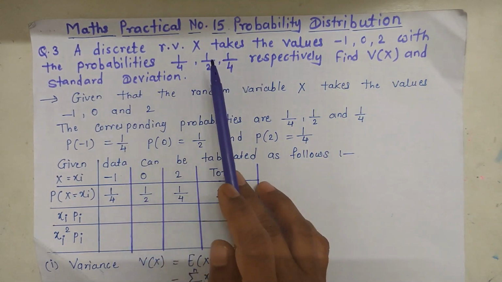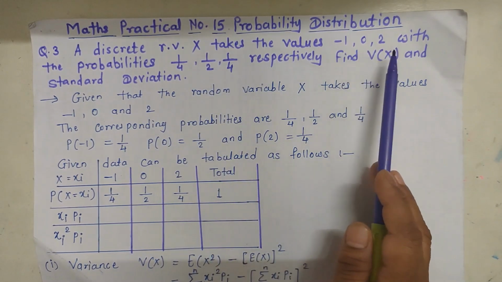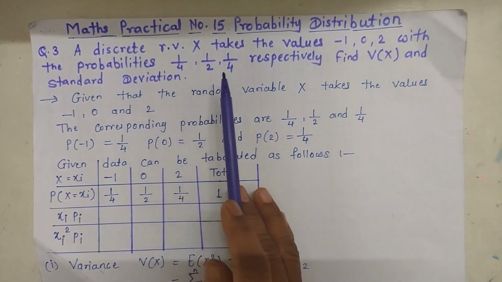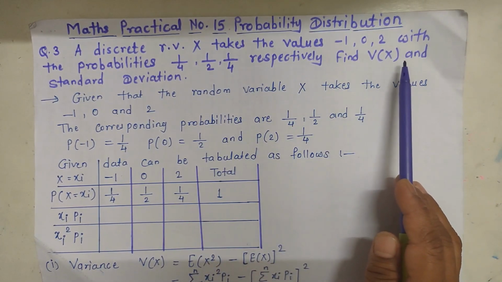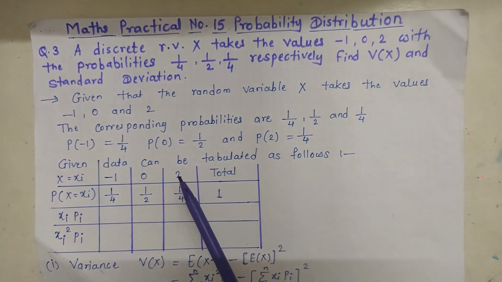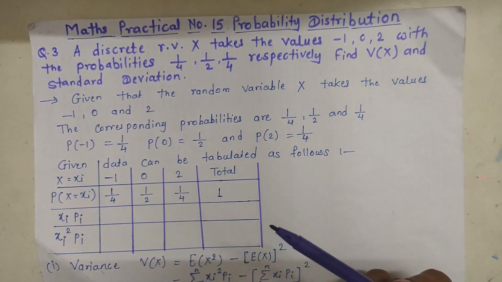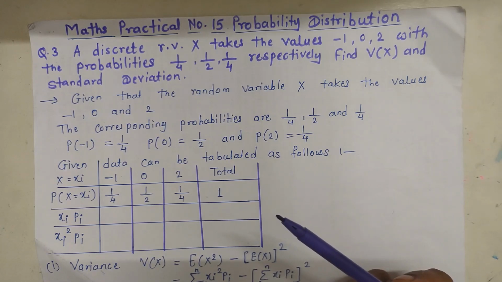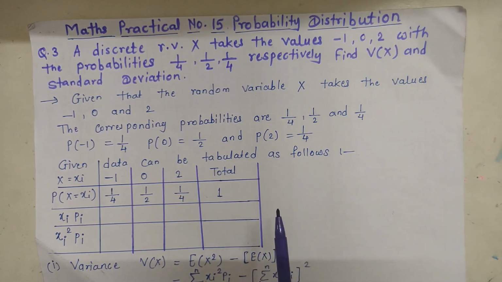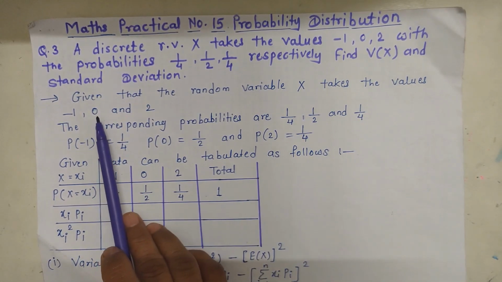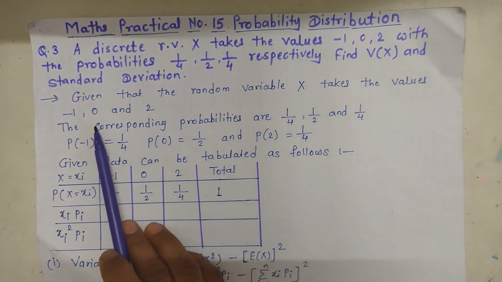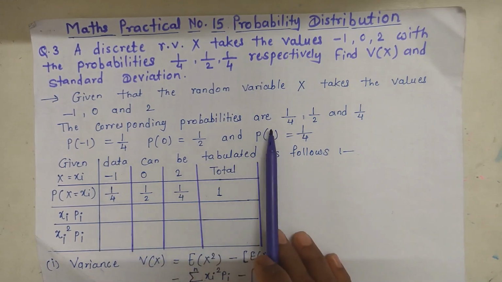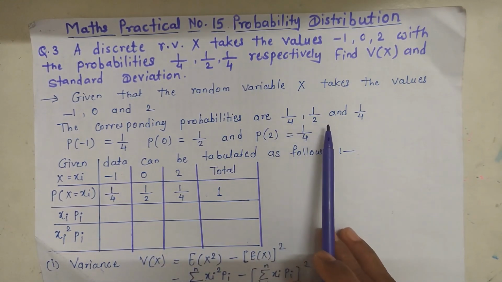A discrete random variable x takes the values -1, 0, 2 with the probabilities 1/4, 1/2 and 1/4 respectively. Find the values of variance of x and standard deviation. Students, in this example, some part of the solution is already given and you have to write the remaining part of the solution. Here, the random variable x takes the values -1, 0 and 2 and their corresponding probabilities are 1/4, 1/2 and 1/4.